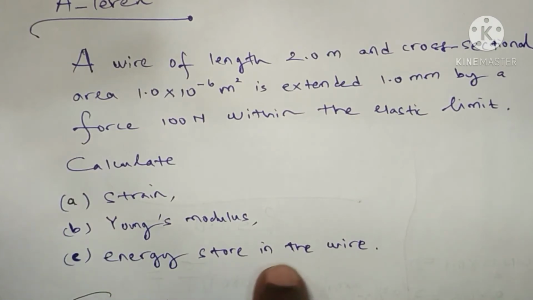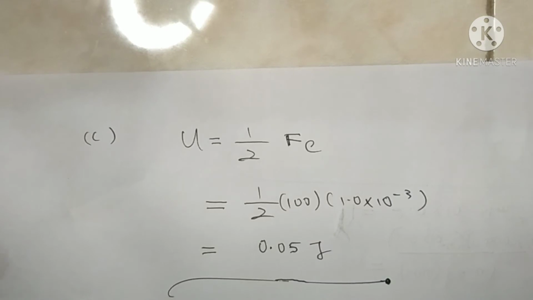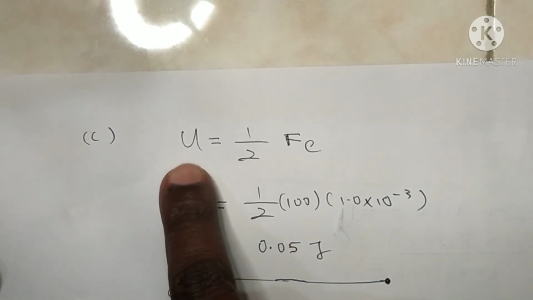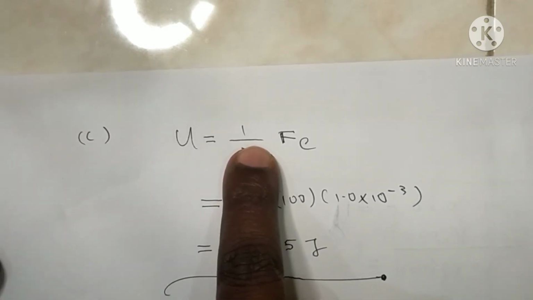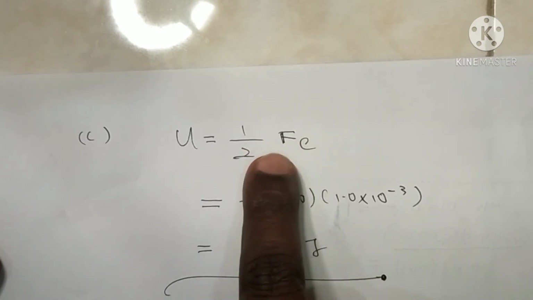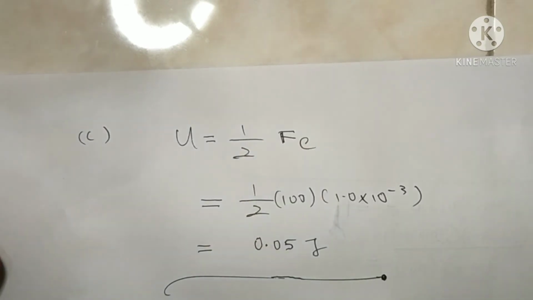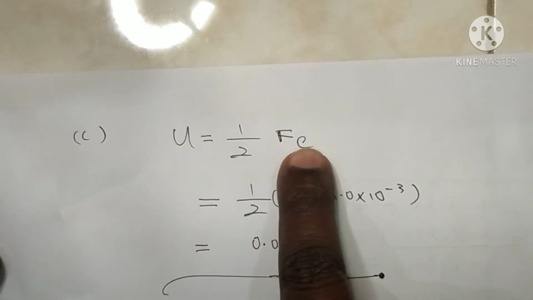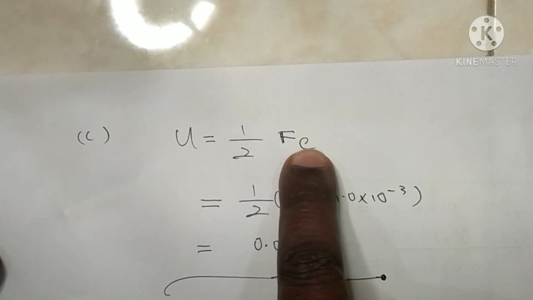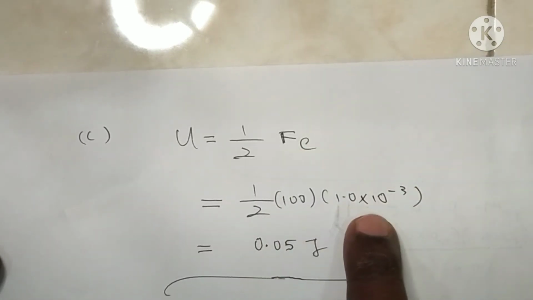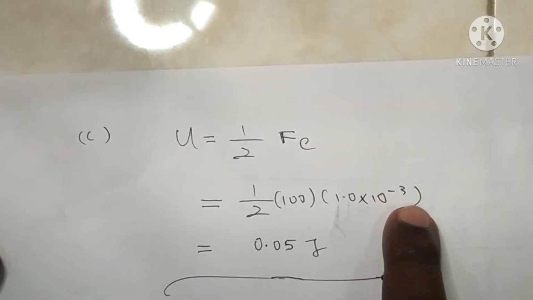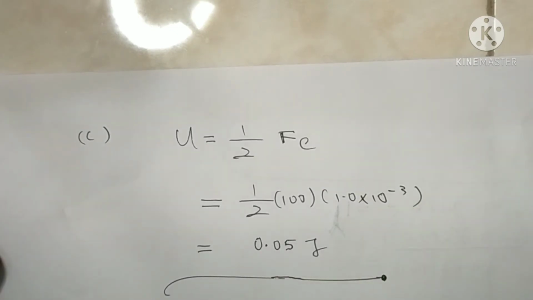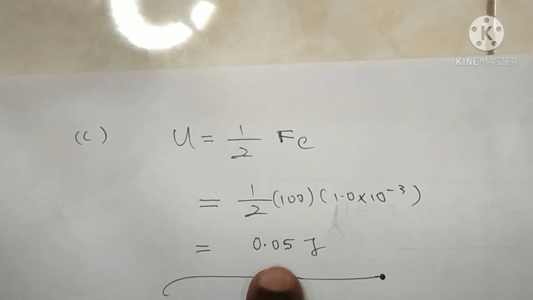C is the energy stored in the wire. For energy stored, you can use this formula. Energy stored is half times F times e. F is force, e is the extension, or we call it strain energy. Given force is 100 Newton and the extension is 1 millimeter. 1 millimeter, when you convert to meter, becomes 1.0 times 10 to the power -3 meter, and the strain energy now is 0.05 joule.